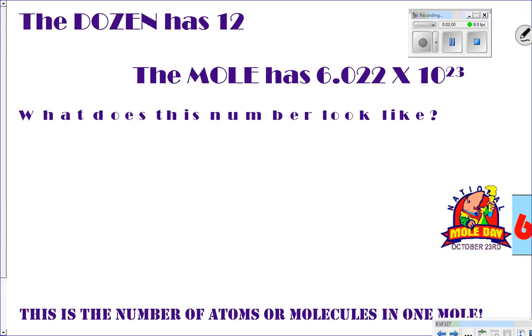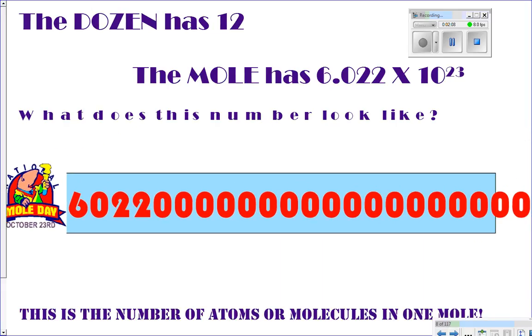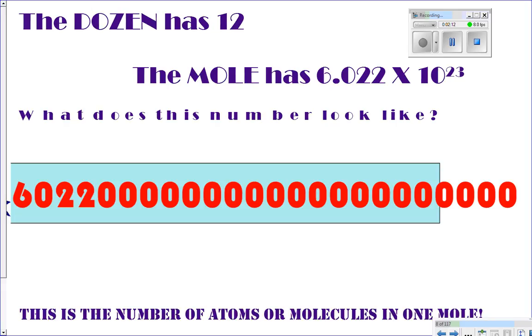So the big difference between a dozen and a mole is a dozen has 12 and a mole has 6.022 times 10 to the 23rd, which looks something like this. Those really truly aren't all actually zeros. There are digits for a lot of those, but we'll always be using this in scientific notation. This number right here is known as Avogadro's number. So I just wanted you to have an idea of what a large, large number this actually is.